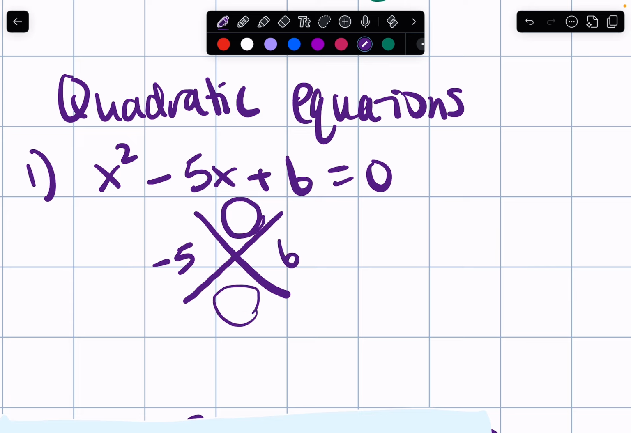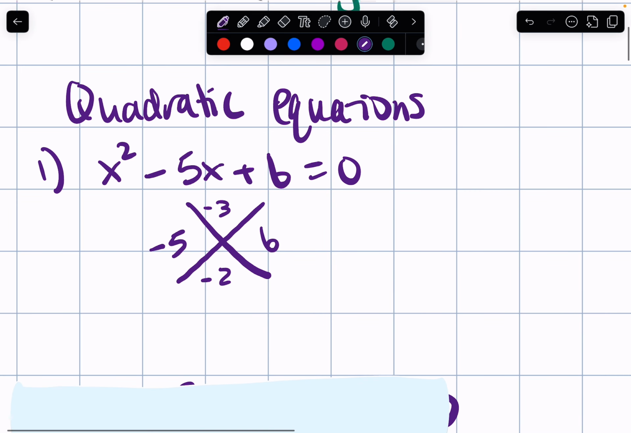Then on the top and bottom, you think of two numbers that multiply to 6 and add up to -5. So two numbers that multiply to the number on the right, and add up to the number on the left. Let's try 3 and 2. 3 times 2 is equal to 6, but 3 plus 2 doesn't equal 5, so this won't work. What if we substitute some negative numbers in? -3 times -2 equals +6. Yes, that works. -3 plus -2 equals -5, and yes, that works.